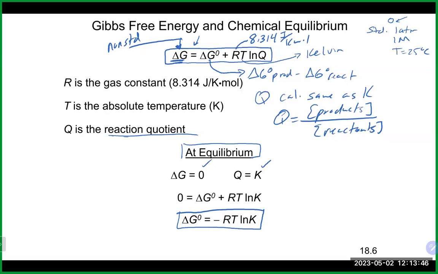And those are the same sort of characters. That's our delta G under standard conditions. R is 8.314, our temperature is in Kelvin, and K is our equilibrium constant. So products over reactants, just like normal.